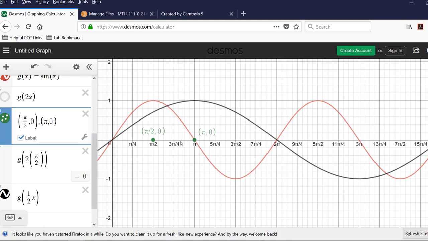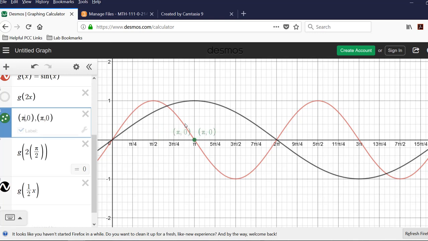That point, pi over 2, has now been moved to, instead of cutting it in half, it now takes twice as long.